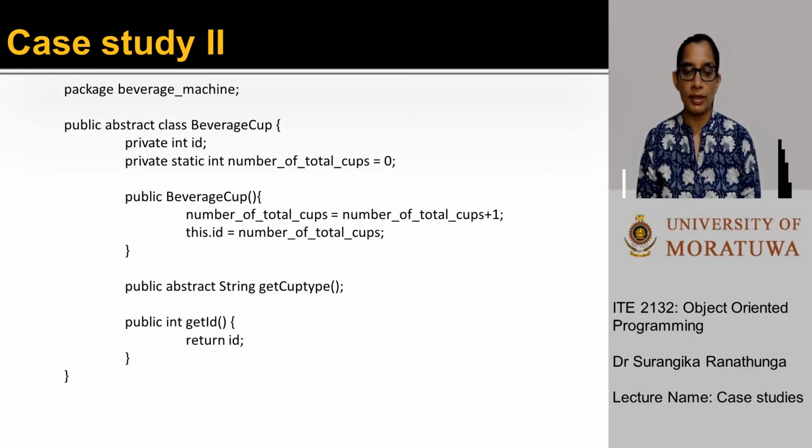As you can see, the get type method is mentioned to be specific to the actual cup type. So there's no way that the beverage cup class knows how to implement this get cup type method. Because of that, inside the beverage cup class, this get cup type method is an abstract method. As I mentioned earlier, if a method is abstract, that class must be an abstract class.